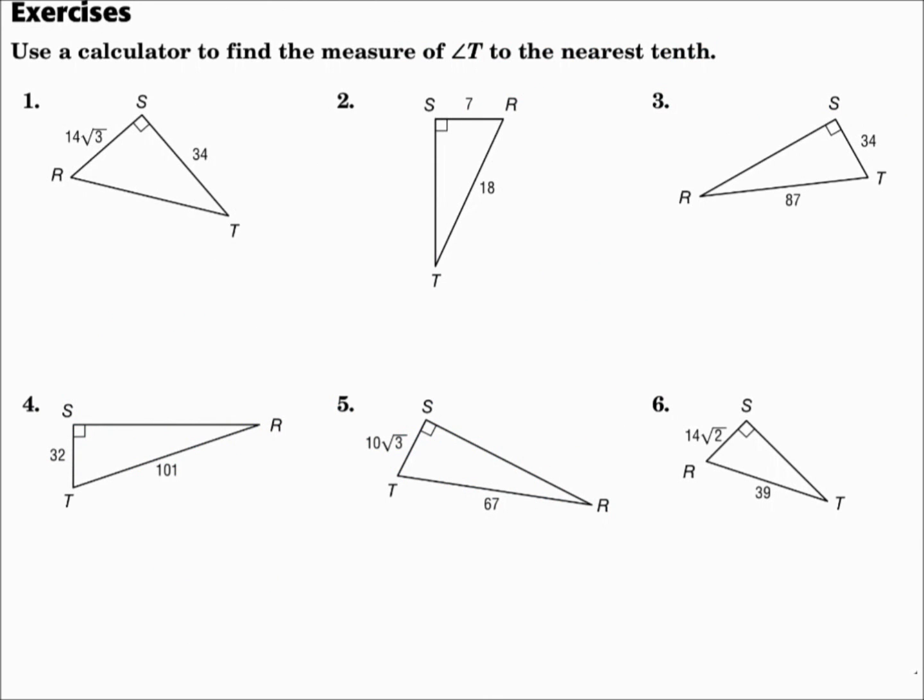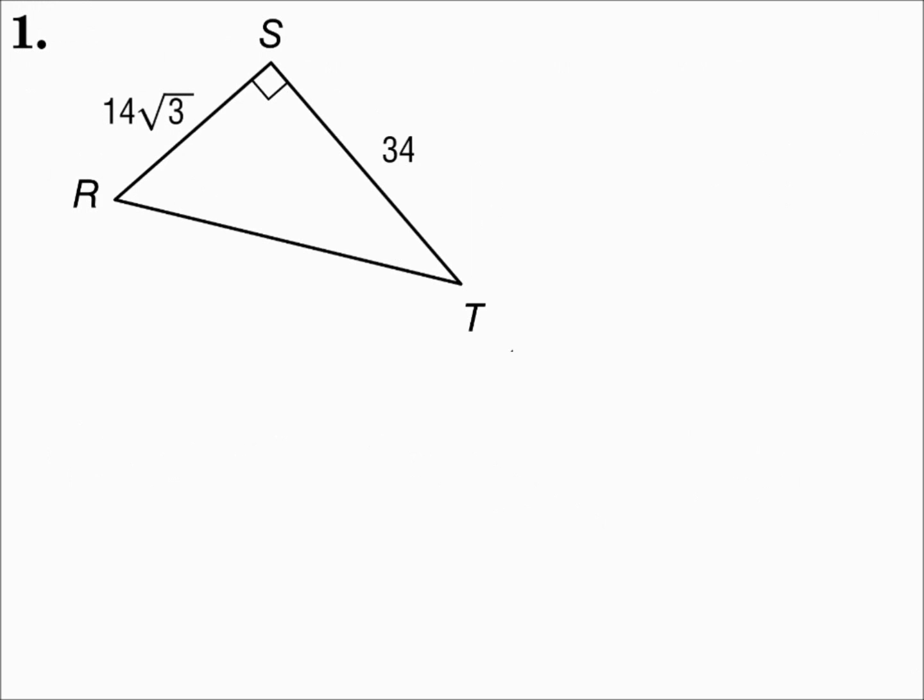Use a calculator to find the measure of angle T to the nearest tenth. Now we're working in a triangle. To find the measure of angle T, I need to identify what sides are opposite, adjacent, or hypotenuse. The side across from angle T is opposite. The leg next to angle T is adjacent. Now, should I use sine, cosine, or tangent to answer this question? Remember SOHCAHTOA.